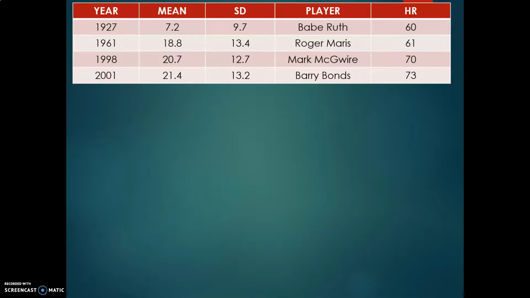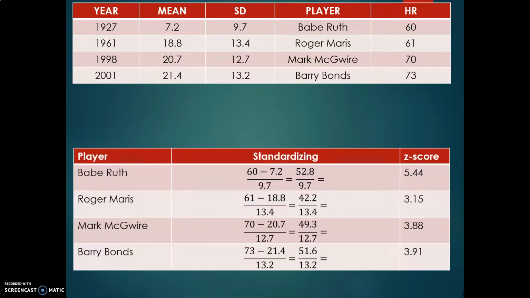So if we go ahead and bring up a z-score for each one of these, we take their performance, so the 60, 61, 70, and 73, minus the mean, and then divide it by the standard deviation. We get that Babe Ruth had a whopping 5.44 z-score. Roger Maris had a 3.15. Mark McGwire had a 3.88, and Barry Bonds had a 3.91.